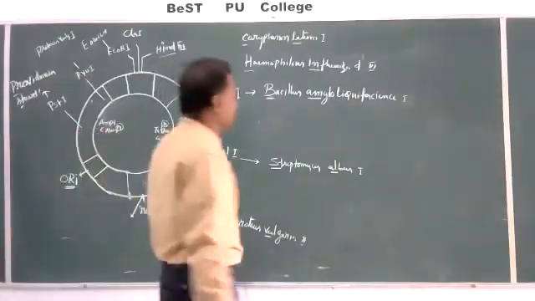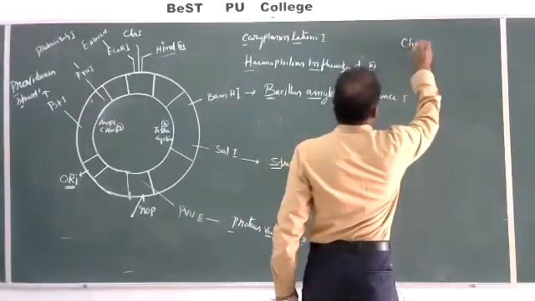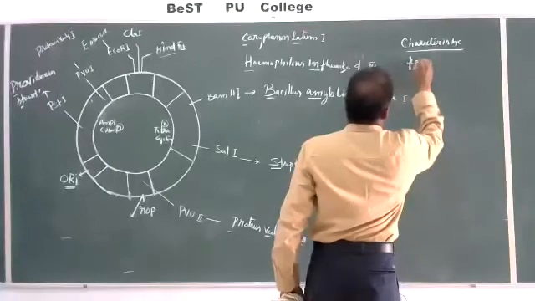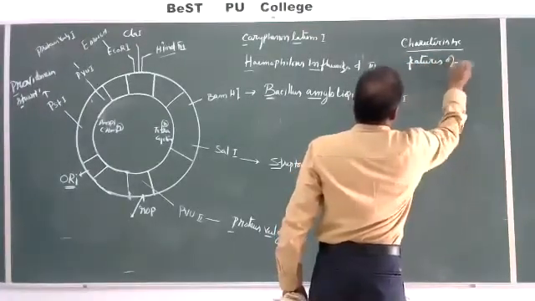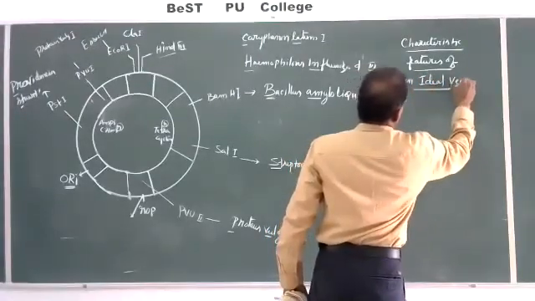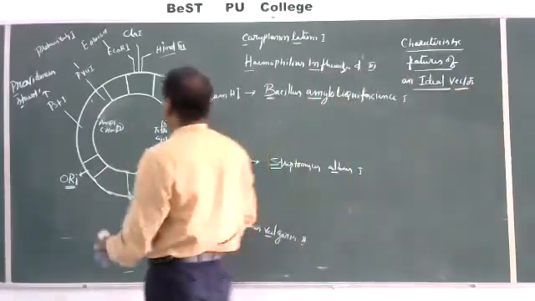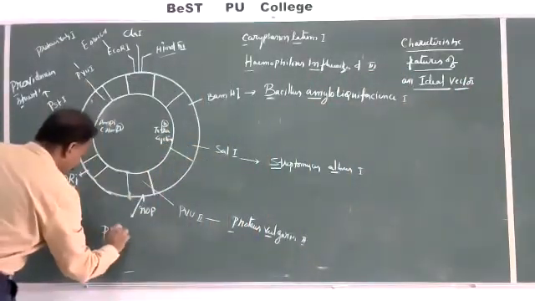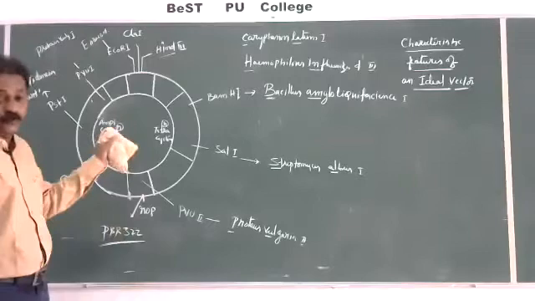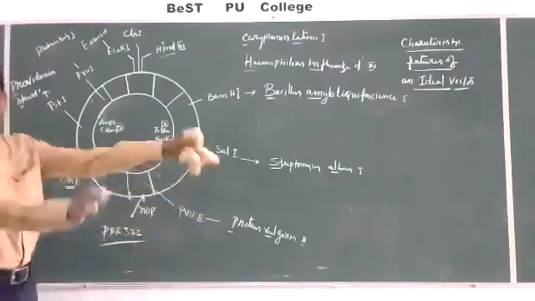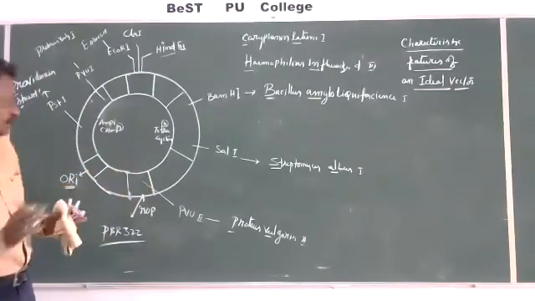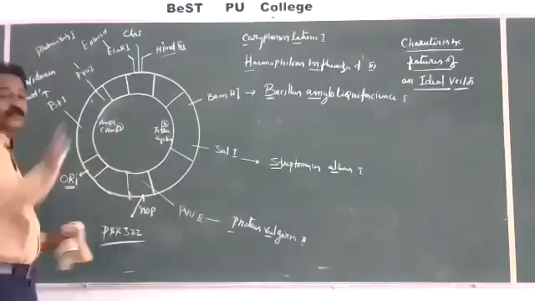Now let us see the characteristic features of an ideal vector. They have given an example, pBR322. In the PUC examinations, for the students, it is a 2-mark question. Generally, they ask it directly, or they may ask it as a split question. Generally, a vector should have all these characters.